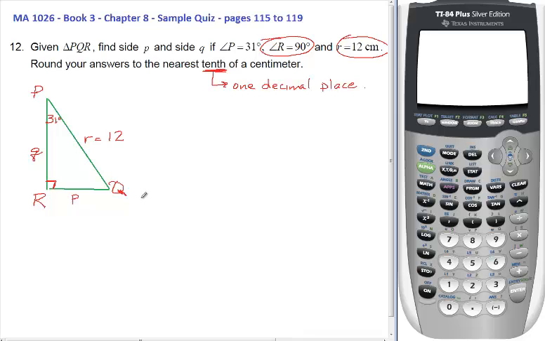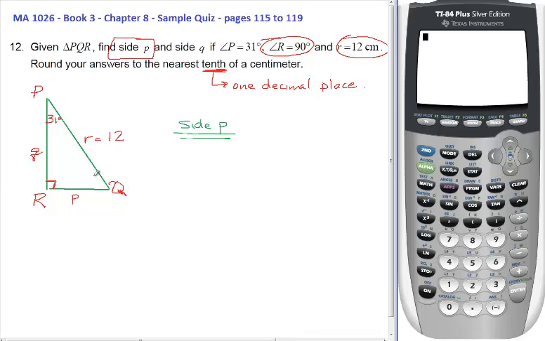So now we got our triangle built, and obviously that's going to be worth some marks because you're not asked to show it, but you're expected to show it. Okay, so let's move on now. And how do we find side P or side Q? So let's tackle side P first. So how do I do side P?